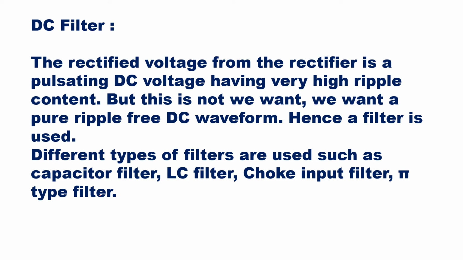That means it will remove the AC component present in the output of the rectifier and give a pure DC at the output. Different types of filters are used, such as a capacitor filter, LC filter, choke input filter, and pi type filter. These filters ensure that the AC component present in the DC output of the rectifier is eliminated or reduced, and a pure DC is given to the output.